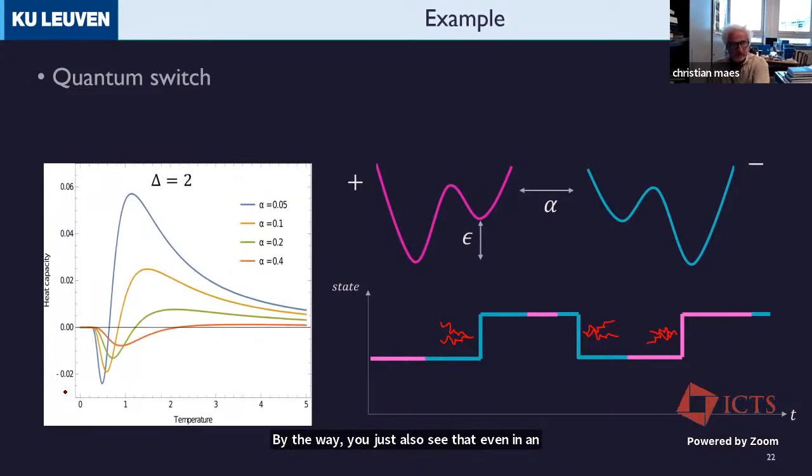Now, you can make it even more, you can also take into account not only that you have an energy level, but also that you have this kinetic barrier, and you can include an Arrhenius factor, which also scales with beta.